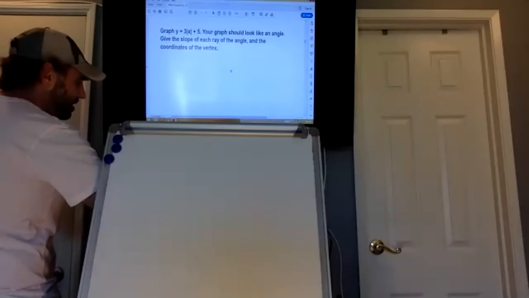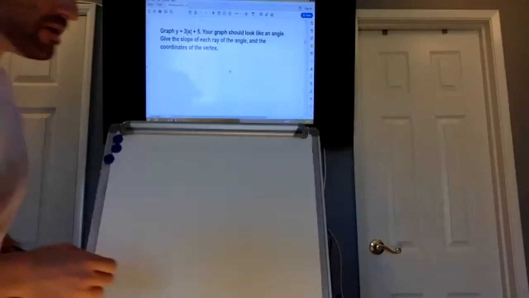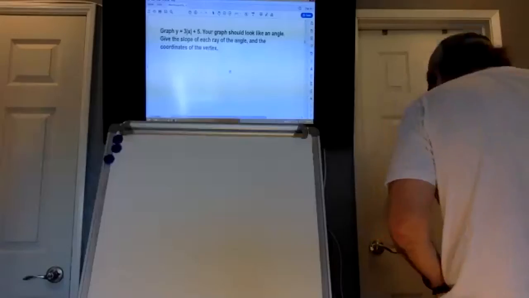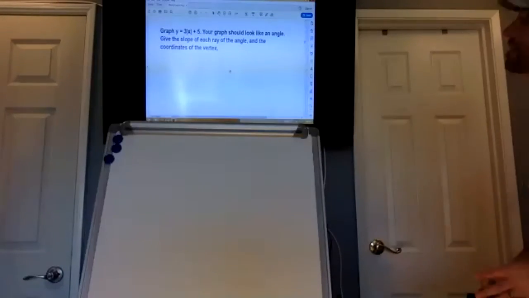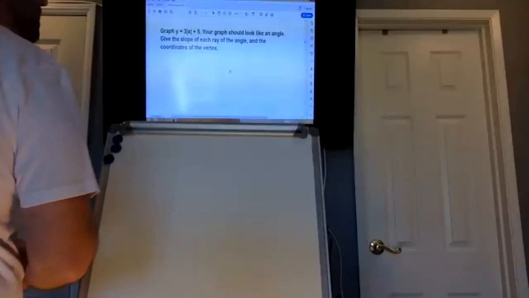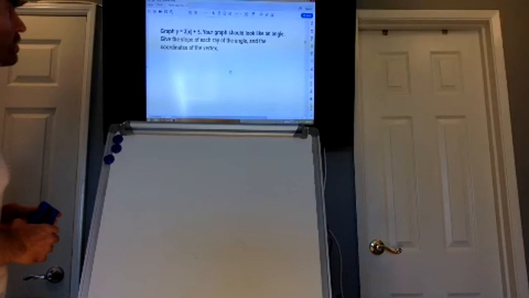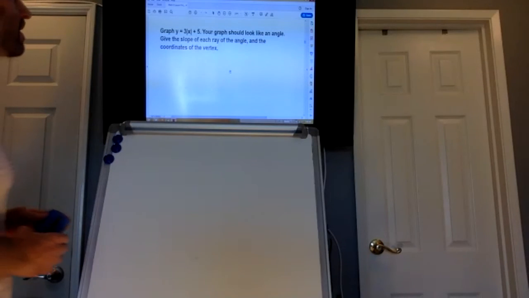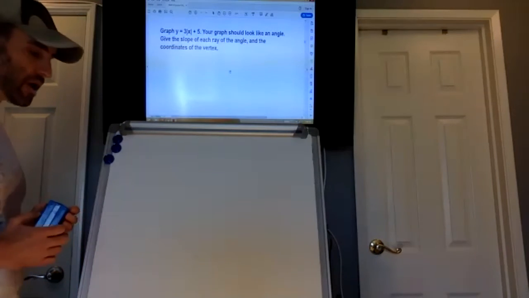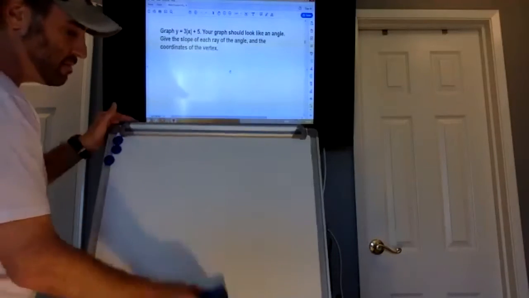Okay, try this one. I'm gonna read this one to you. Graph y equals 3 times the absolute value of x plus 5. Your graph should look like an angle. Give the slope of each ray of the angle and the coordinates of the vertex. Try to work your way through that problem. Go.